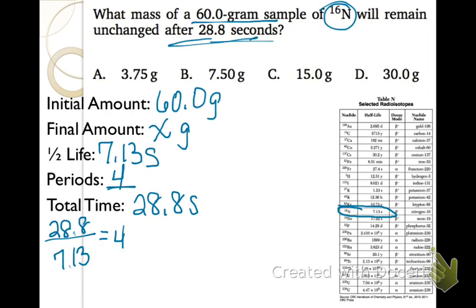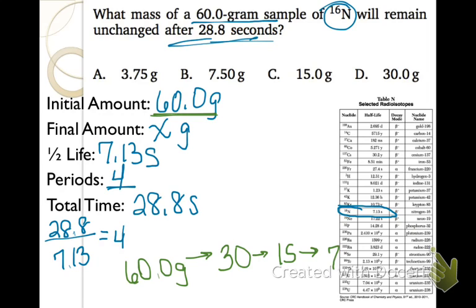So let's start with the initial amount, 60 grams, and let's cut it in half 4 times. Cut it in half once, so that's 30 grams, 15, 7.5 after that, and 3.75. Let's make sure we have 1, 2, 3, and 4. Good, so the final amount should be 3.75 grams.